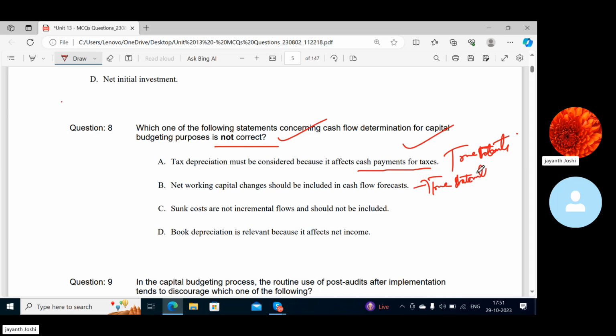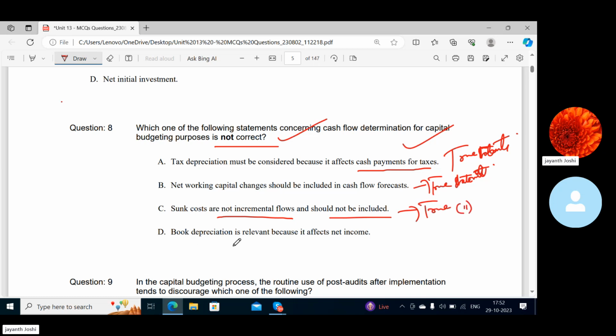Working capital changes also we take. Sunk costs are incremental flows and should be included. Sorry, not incremental flows. Should not be included. Absolutely sorry. It's a true statement, right? Will you take sunk cost in capital budgeting process?